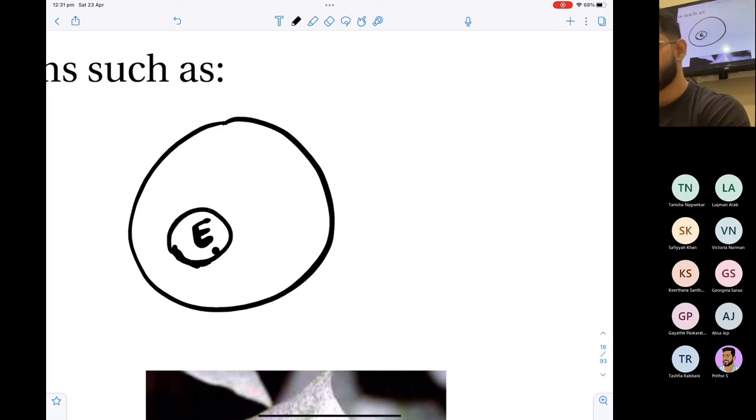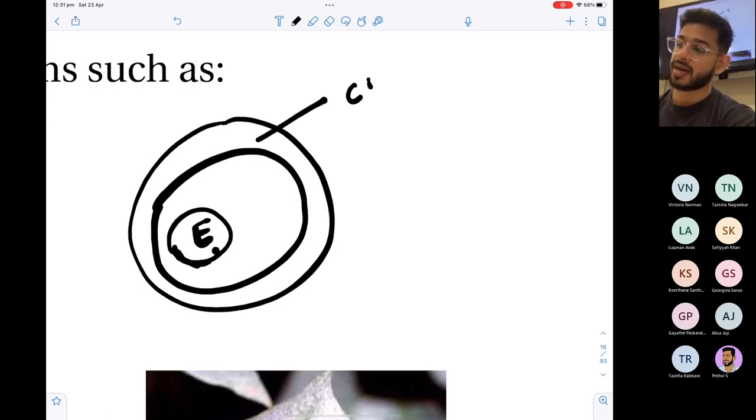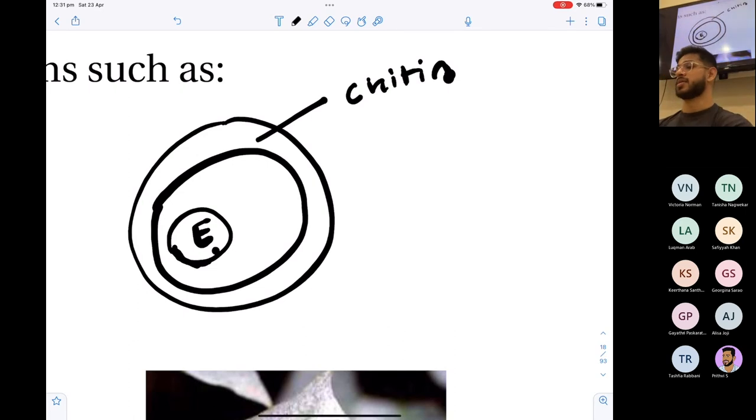Good. Victoria, what's another feature of fungi? What else do fungi have? Do they have a cell wall or no cell wall? Close. Fungi do have a cell wall. And it's made out of chitin. It's a weird protein-like material called chitin. So they also have a cell wall.